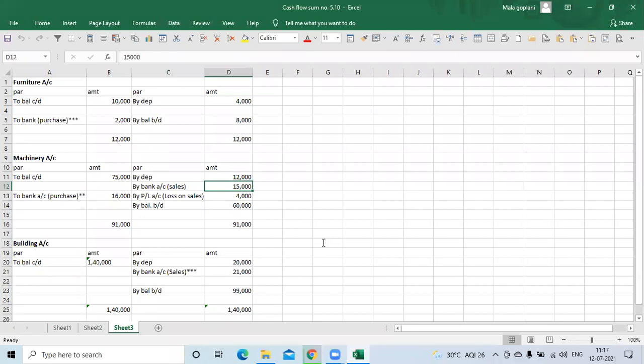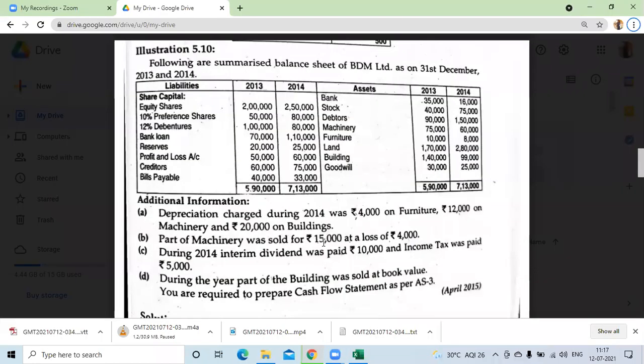Tell me, why do we need cost? To compare it with the selling price and to understand whether it is profit or loss. Yes, very good. But now they are directly giving you that there is a loss of 4,000. So why do you need the cost? Is there any need of cost if the profit or loss on the machinery is already given? No, ma'am.